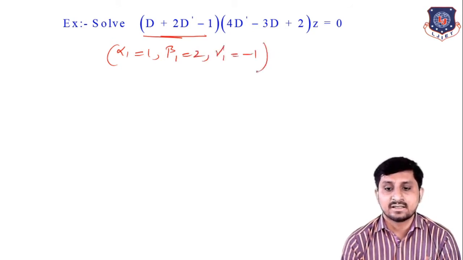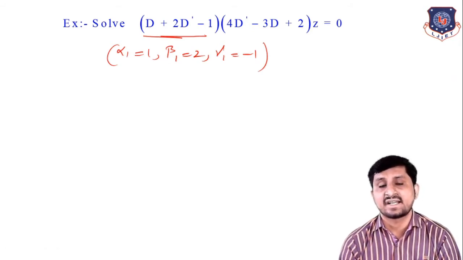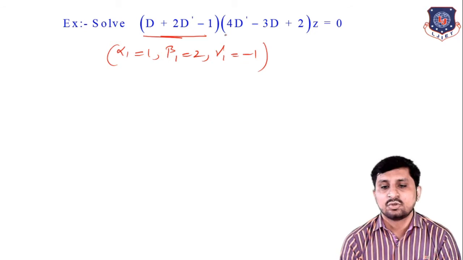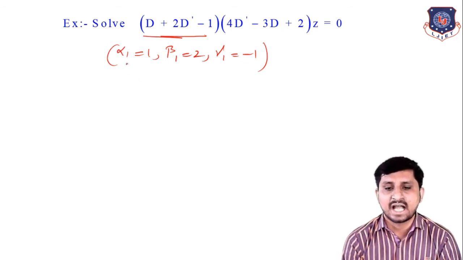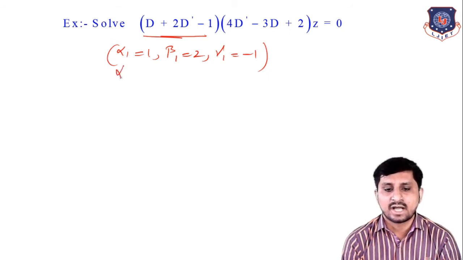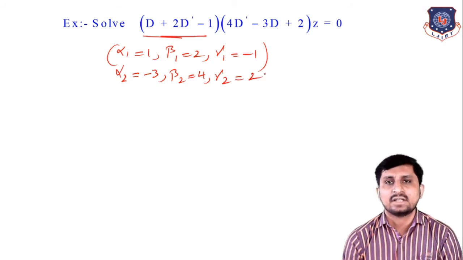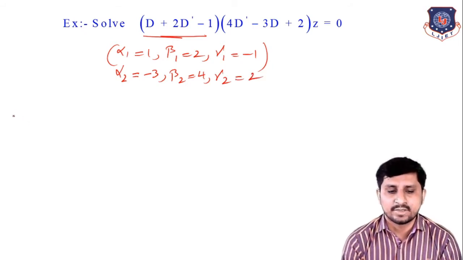Now don't forget, alpha is a coefficient of D, beta is a coefficient of D dash, and gamma is a constant term. So here we have 4D dash minus 3D plus 2. That means alpha is minus 3D. Okay, don't write 4. So alpha 2 is equal to minus 3, beta 2 is equal to 4, and gamma 2 is equal to 2. Now directly you can write the complementary function.